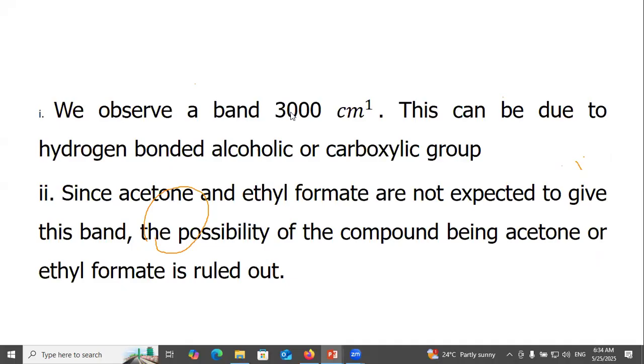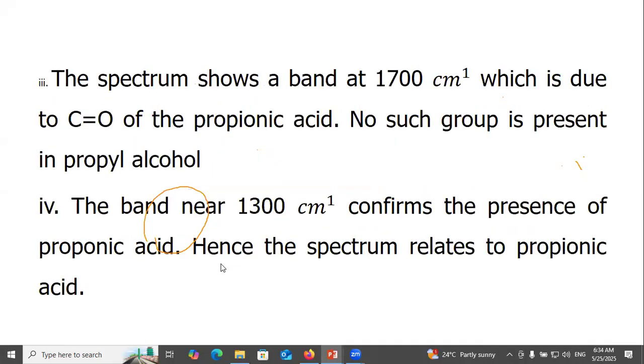We observed 3000 per cm. This can be due to hydrogen bonding of carboxylic acid. Since acetone and ethyl formate are not expected to give this band, the possibility of the compound being acetone or ethyl formate is ruled out. The spectrum shows a band at 1700 per cm, which is due to the carbon-oxygen double bond of the propionic acid. No such group is present in propyl alcohol.